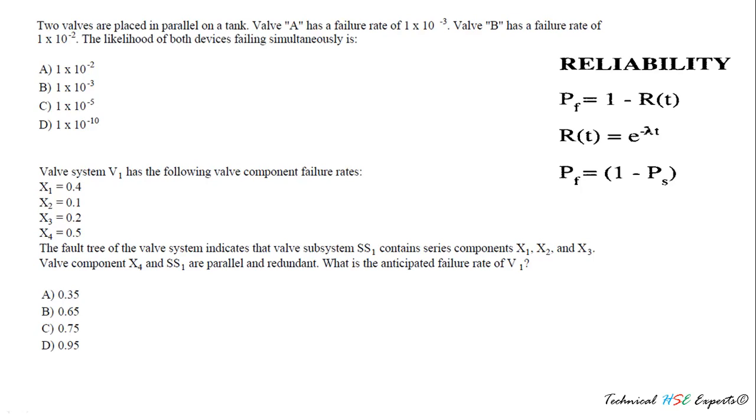Put a heading, probability. Under that, series, in bracket, keep OR gate. Mention OR gate. And next one, parallel, in bracket, keep AND gate.